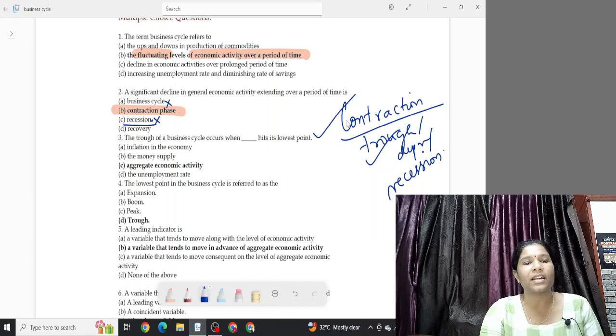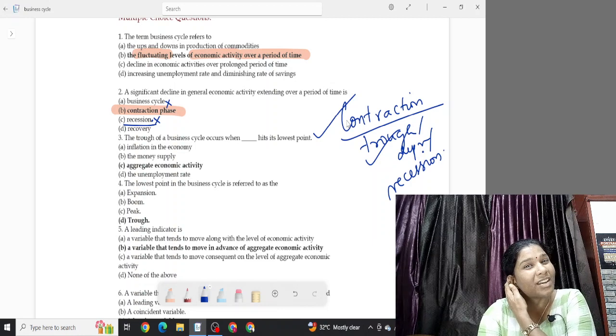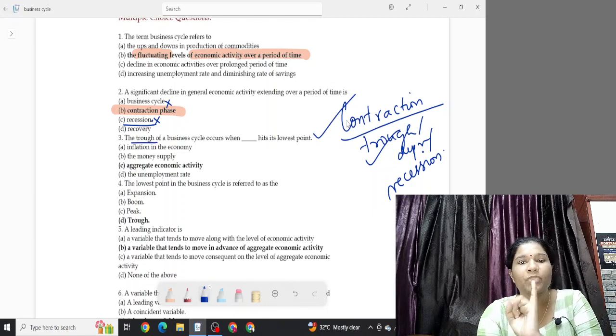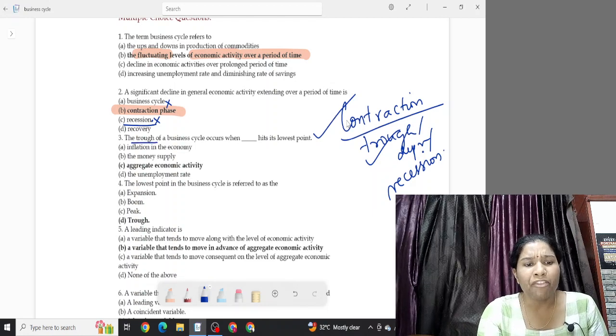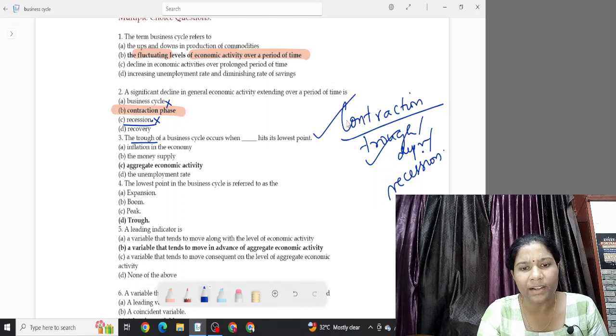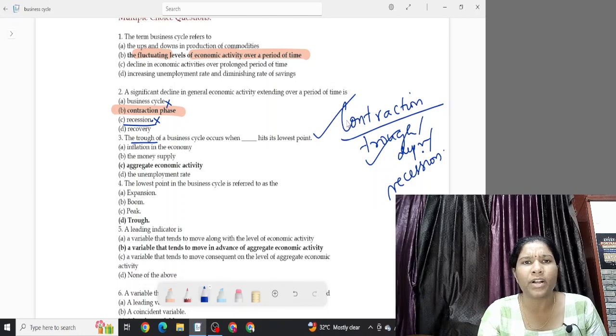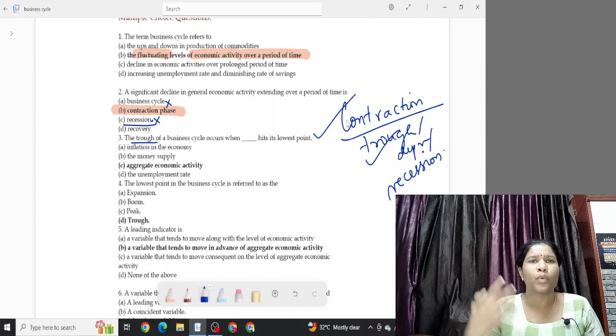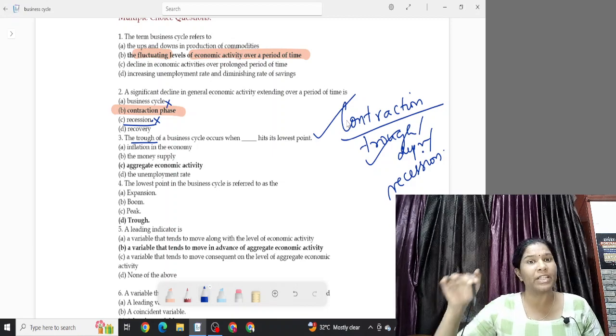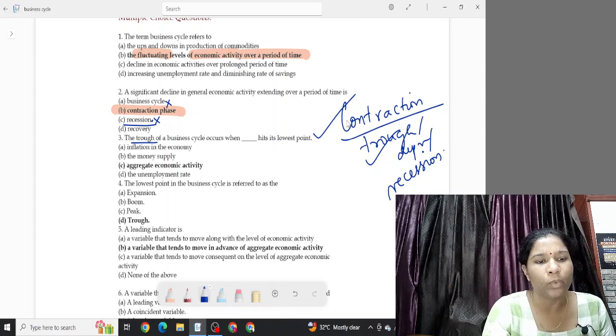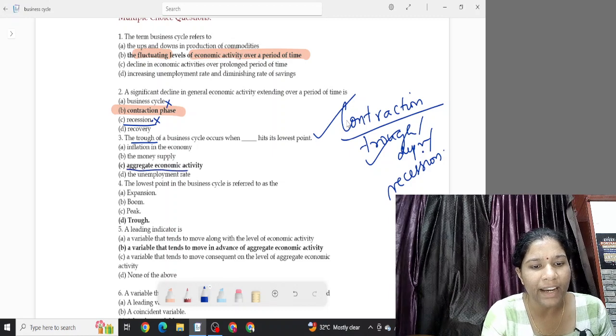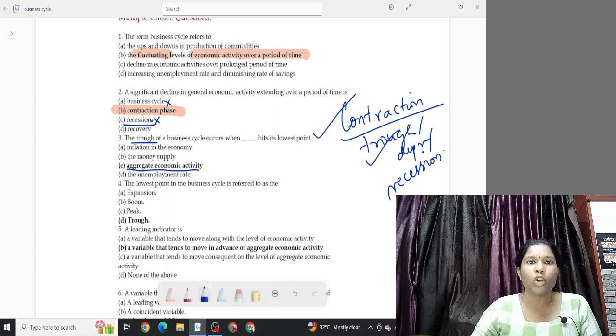What is the third question? The trough of a business cycle occurs. What is a trough? Trough means a depression or recession. The trough of a business cycle occurs when dash hits the lowest point. Of course, the economic activity hits the lowest point, or the total production capability hits the lowest point. We'll see what. Of course, they say aggregate economic activity reaches the low point.